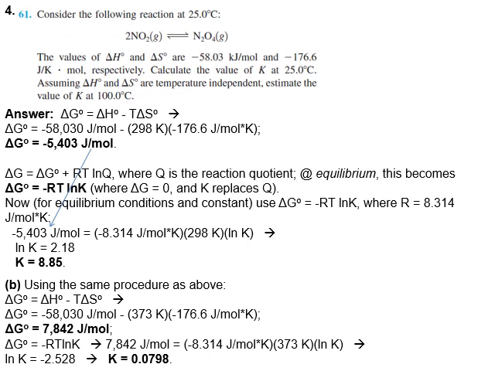So answer at the top, delta G standard equals delta H standard and so forth, minus T delta S standard. So I just substituted in the value that was given in the problem statement for the delta H, and then I substituted in the value that was given for the delta S and multiplied it by 298. Subtract that from the minus 58,000, and I get that delta G standard is minus 5,403 joules per mole.